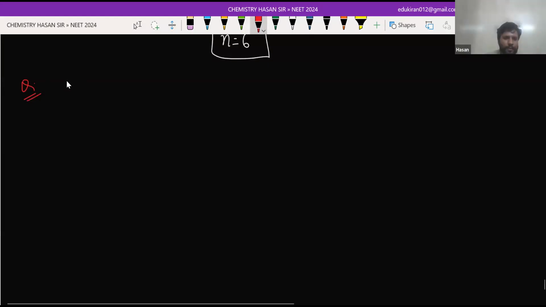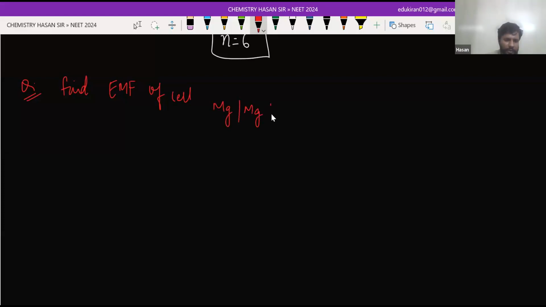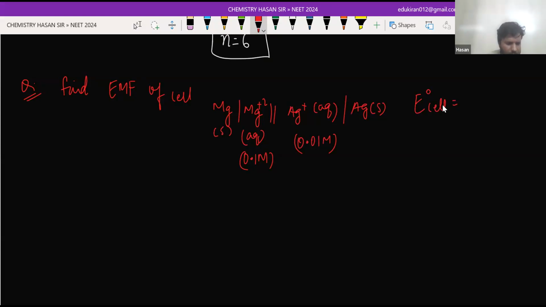Find EMF of cell. And the representation is given like Mg/Mg2+ in aqueous solution with concentration 0.1 M, double slash Ag+ aqueous solution with concentration 0.01 M, slash Ag in solid. And here it is given that E naught cell is equal to 3.17 volt. Please do this. If you don't understand, just let me know, I will explain.